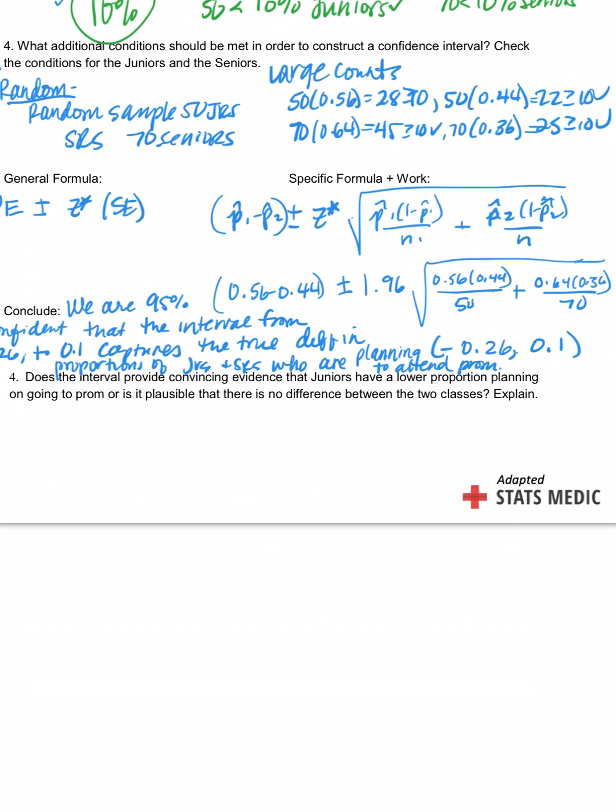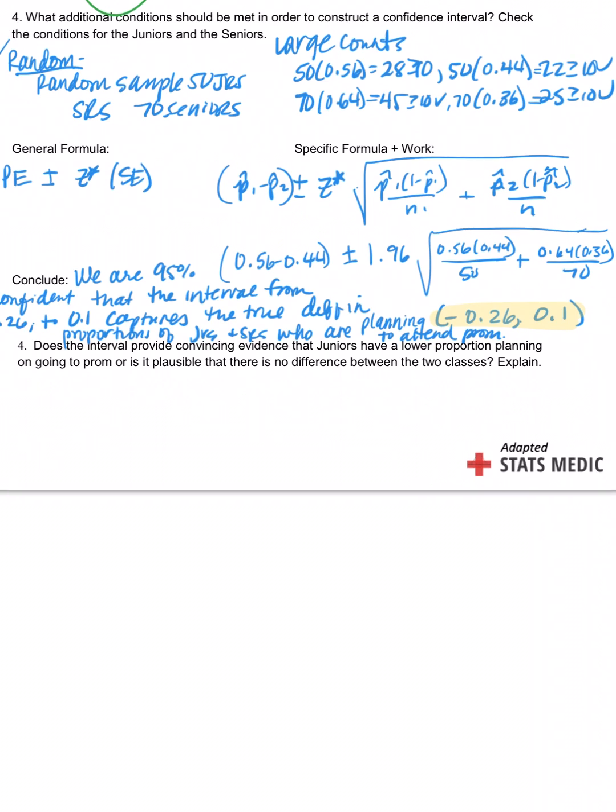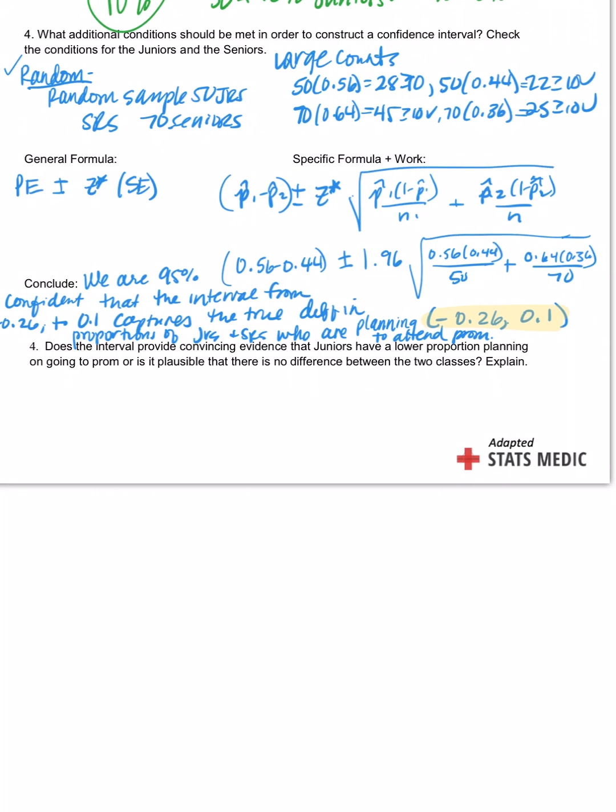All right, now look at our interval for a second here. Goes from negative to positive, doesn't it? It says, does the interval provide convincing evidence that juniors have a lower proportion of planning to go to prom? Or is it plausible that there is no difference in the two classes? All right, so let's think about this for a second. Let's use our logic. If our interval came out with two numbers that are negative, what would that mean? That would mean that the juniors were higher than seniors, right? For sure, we knew that, if it came out that way.